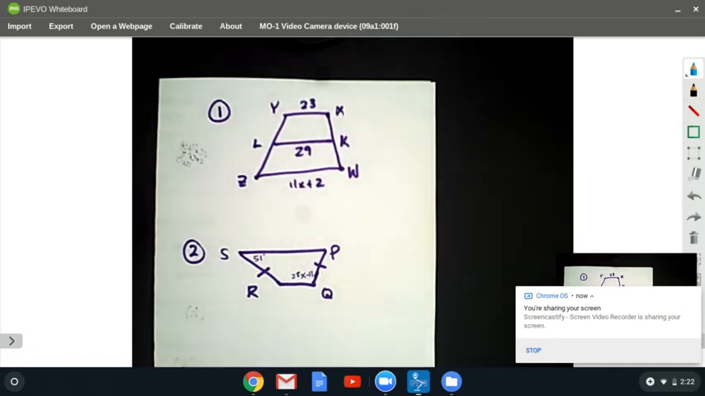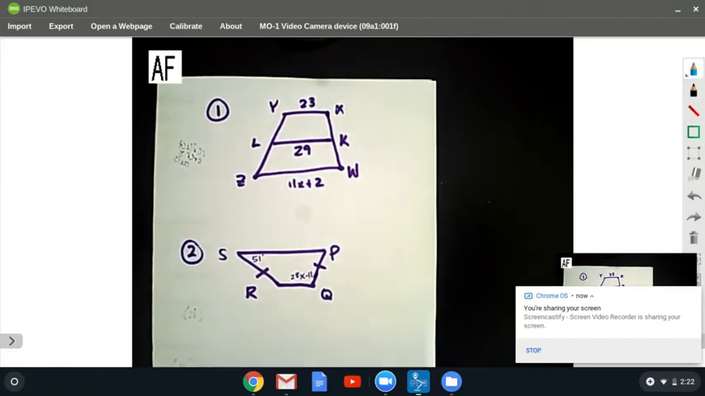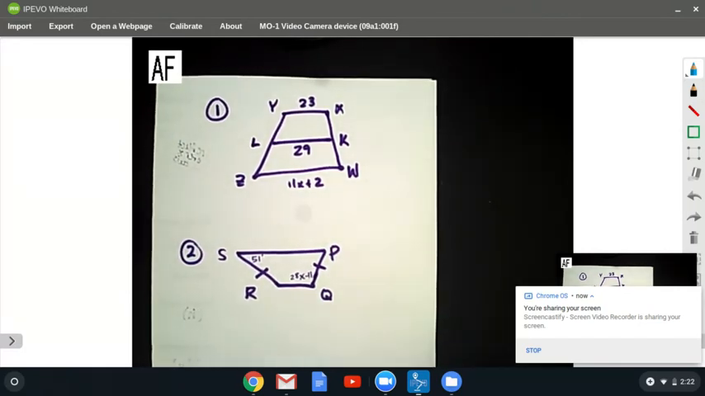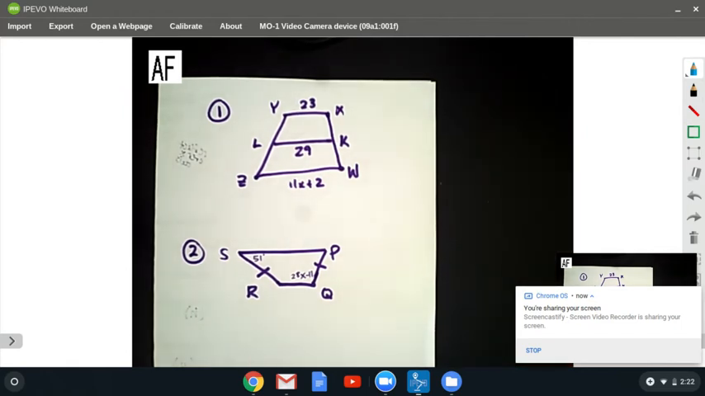Hello. As I said, I just want to go over a few extra trapezoid problems. So I am going to go over the following problems and how I would solve them.